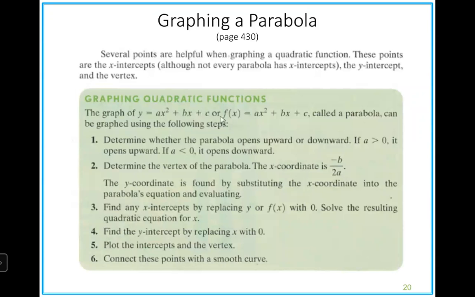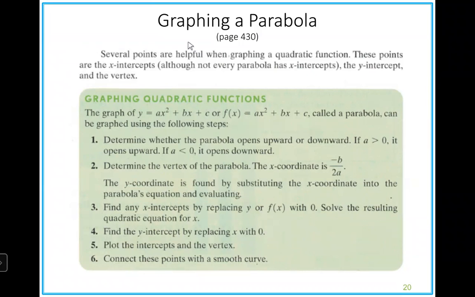And so first, you can know whether it opens upward or downward based on the coefficient of x squared. Then you can find the vertex by using this formula. Use this formula, and once you find the x-coordinate, then you can find the y. Then you can also find the x-intercept, and from that, you can get one point on the curve. And then you could find the y-intercept also, and then plot these points to draw a smooth curve.